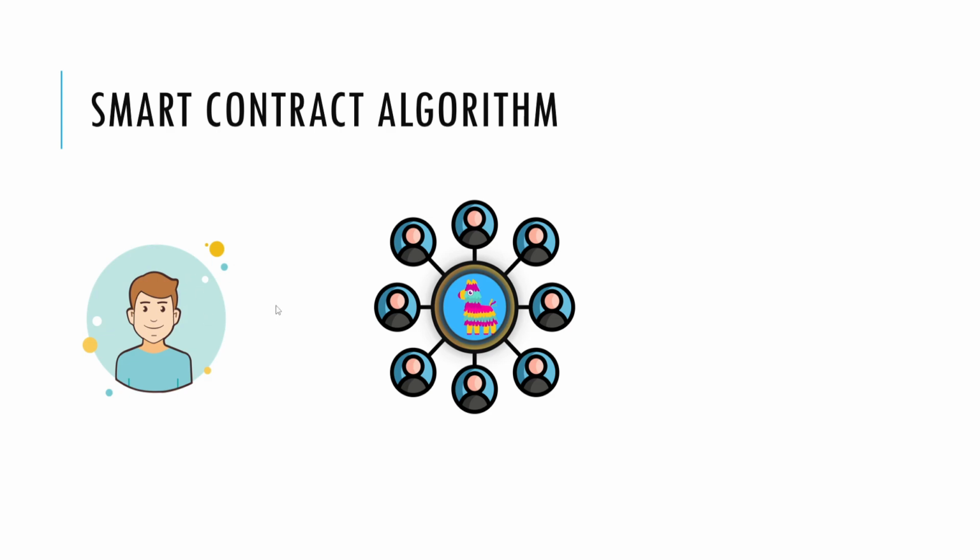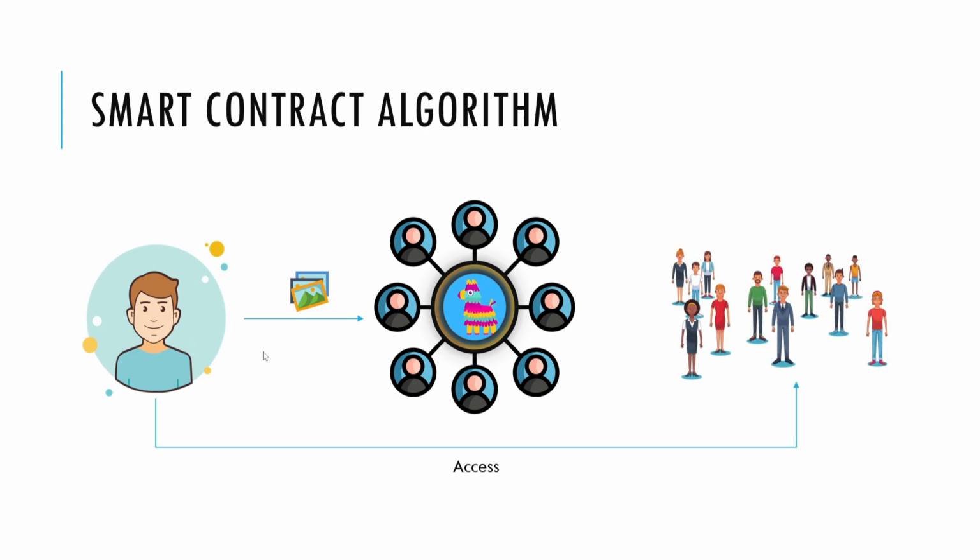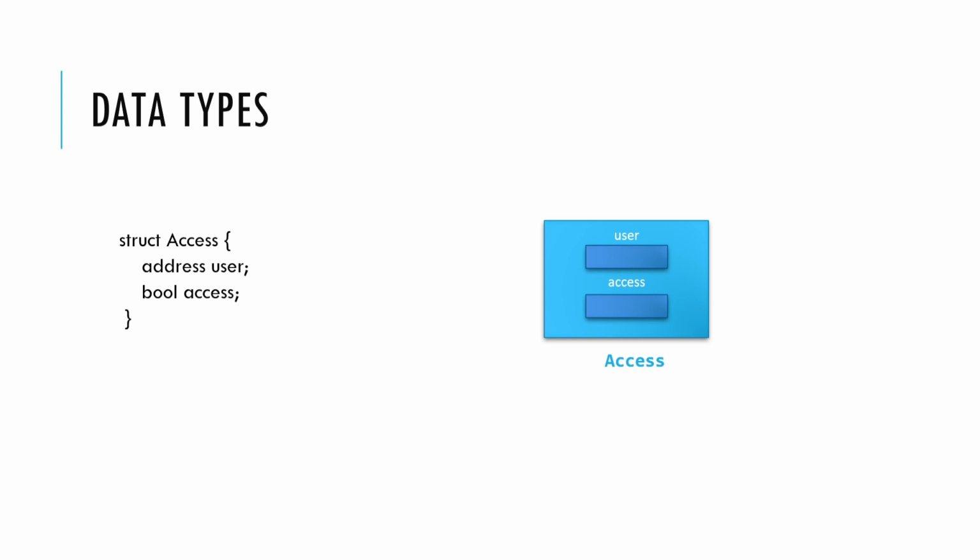Now, this user will upload his or her image on this IPFS network, and this user can also give access to his or her images to a group of people. As we have seen in the demo of the website as well, this person can provide access to his or her images to this group of people, and this group of people can also have access to your images. Okay, so this will be the simple algorithm that we are going to have in our smart contract.